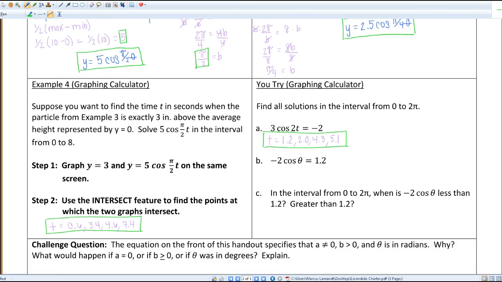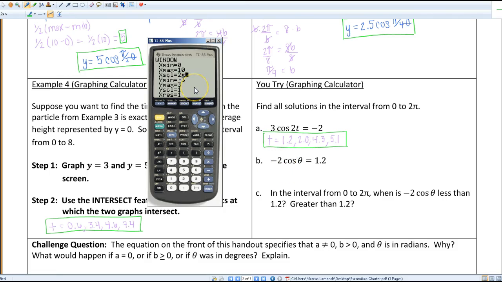So let's try the next graph. Alright, oops. This should be 1 and this should be 2 pi. Alright, so I kept most everything the same except now I made my y min, y max negative 3 to 3 because I can see the amplitude is 2. Okay, so I'm going to go to y equals, I'm going to put negative 2 cosine of x and 1.2. Graph it. There we go. Okay, so then second calc intersect, first curve enter, second curve enter, guess. The first intersection point is 4.1.